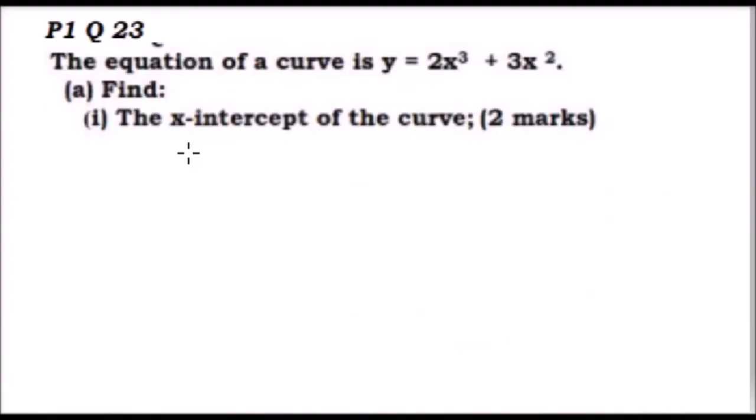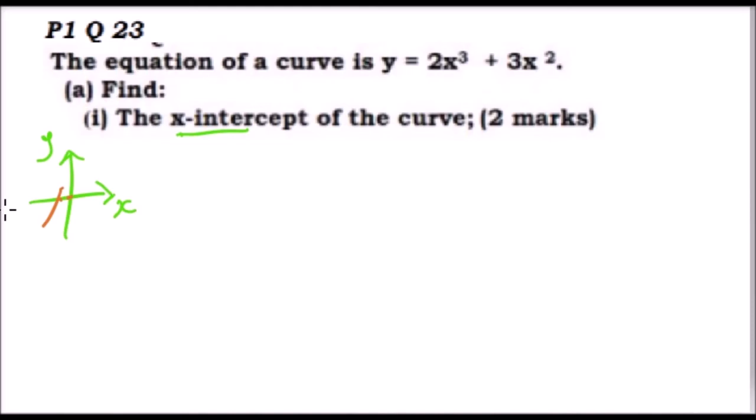Question number 23: we are told the equation of a curve is y equals 2x cubed plus 3x squared. Part A, find the x-intercept of the curve, for 2 marks. What you need to understand here is that the x-intercept is where the graph cuts the x-axis. At that point the value of y is 0.